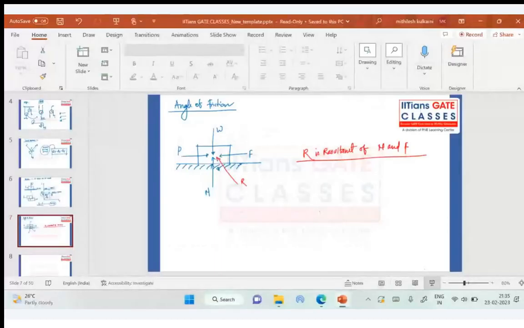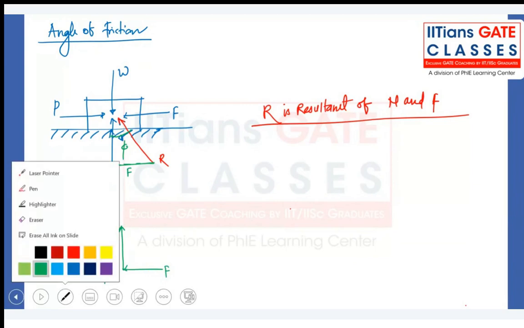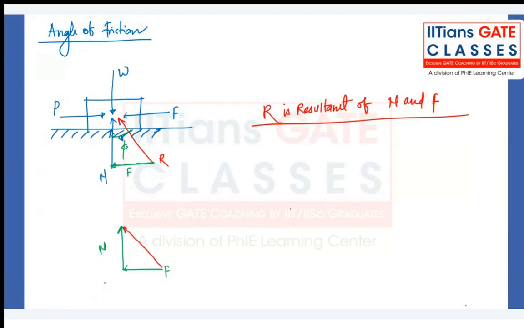I'll use a different pen. This is phi. Let's call it phi. So this phi is called the friction angle. This is your F, right? If you draw this triangle, I'll explain it again here: N, F, law of triangle of forces. If two forces are represented as two adjacent sides of a triangle taken in order, then the closing side will be the resultant, but in opposite order. So this is your resultant, and this is the frictional force.